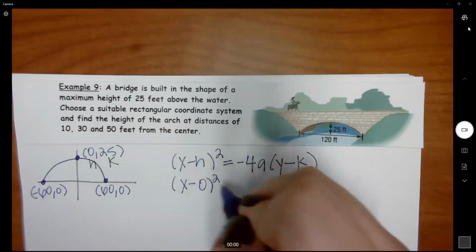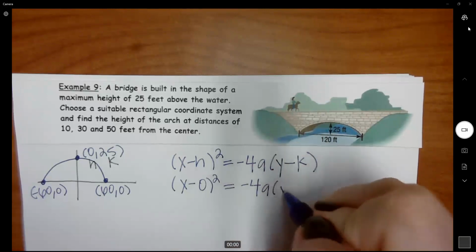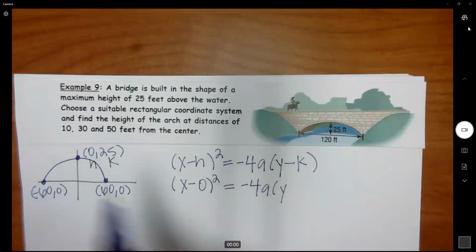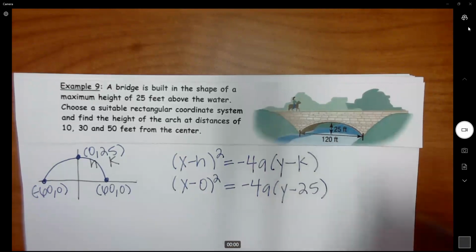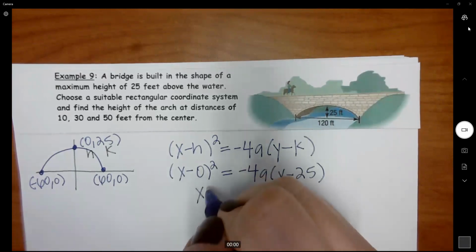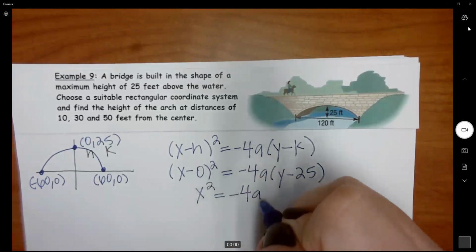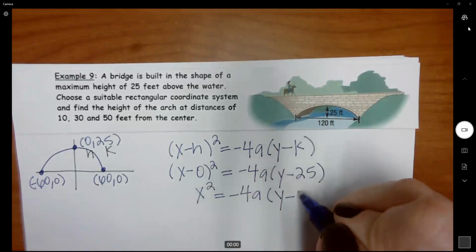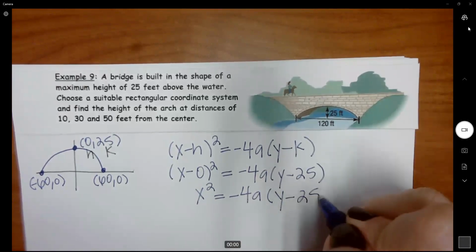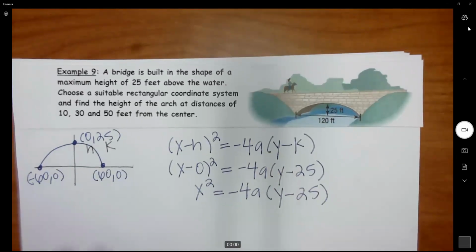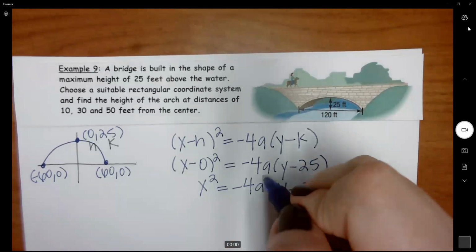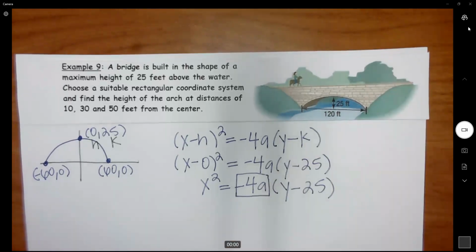h is 0. Y, or I mean my k is 25. And I'm going to clean that up a little bit. x minus 0 is just x. We've got x squared equals negative 4a times (y minus 25). And so what I have left to find is my 4a, or really, I'm just going to find negative 4a.